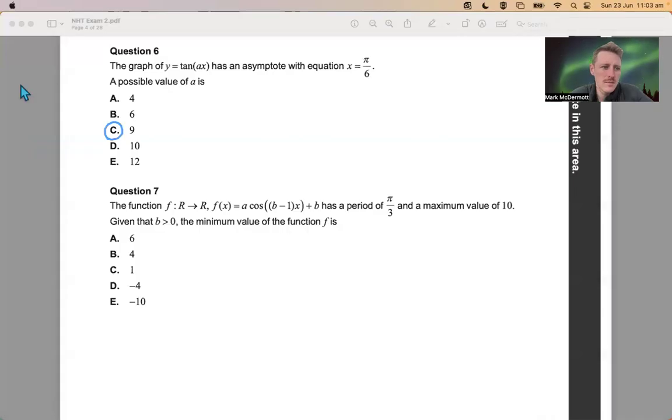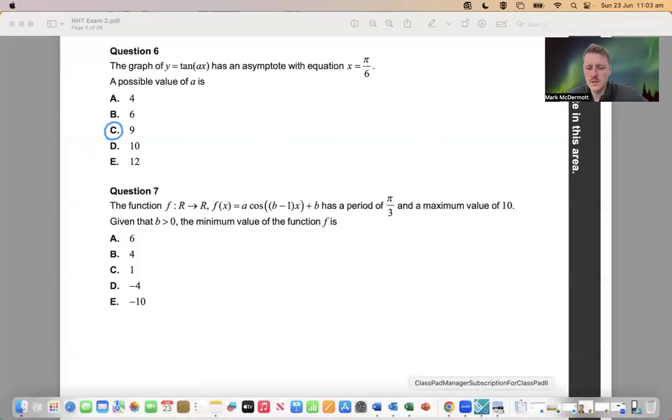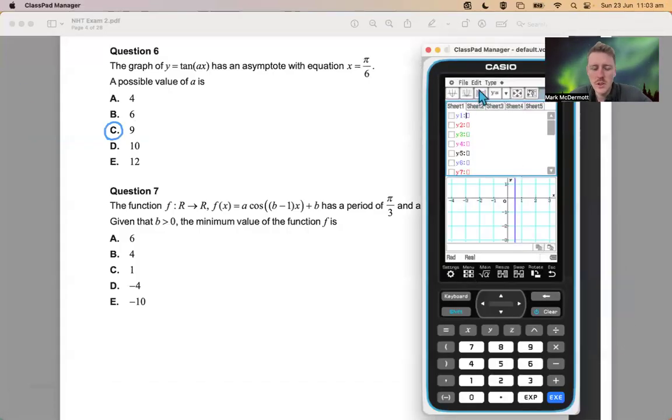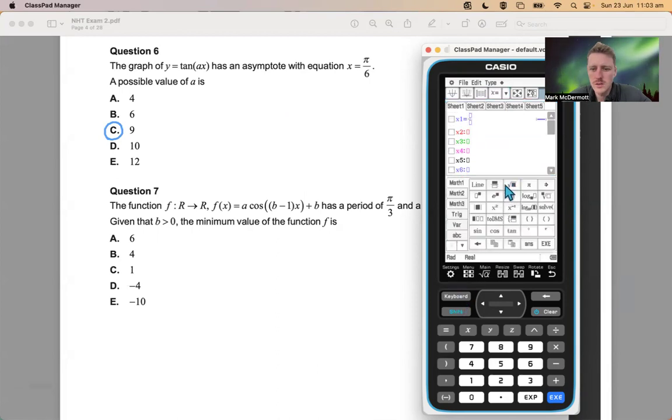If we get our calculator, okay, and we're going to say the following. We know that there's an asymptote at x equals pi on 6. So I'm actually going to go to the graphing page. I'm going to put x equals, and then I'm going to do pi on 6. I'm going to tick that box, and then I'm going to graph it.